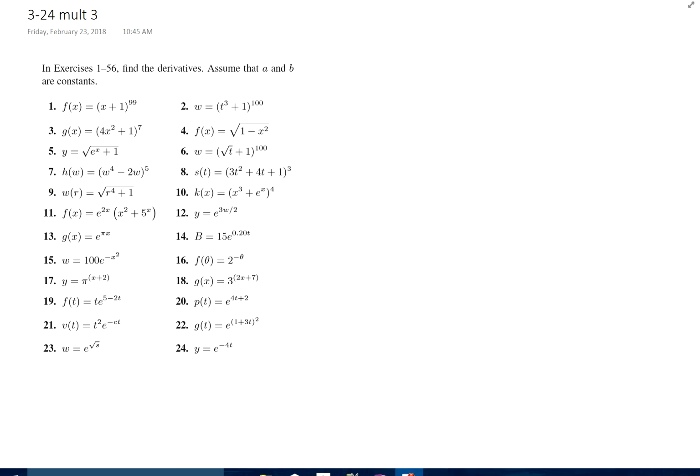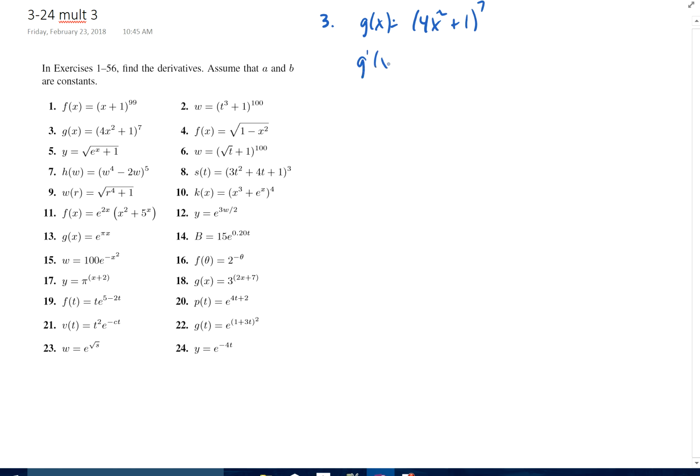Okay, here we are on 3-4, the chain rule, and this is the best section because once you know the chain rule, you can take derivatives of just about everything, or every combination of functions. So let's start here. g of x equals (4x squared plus 1) to the 7th.